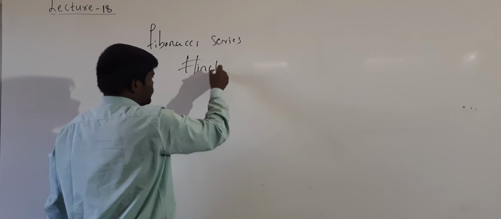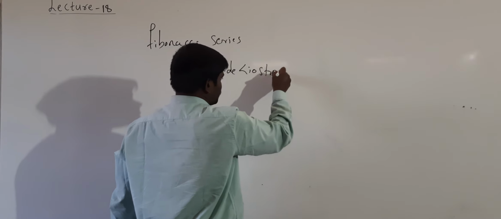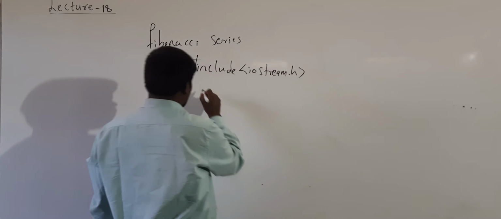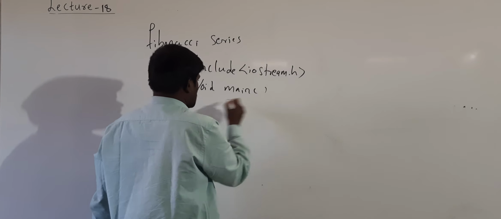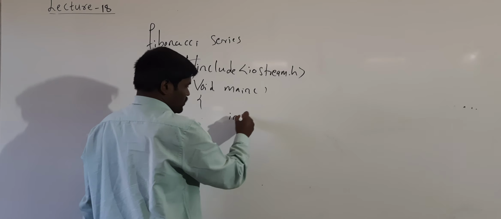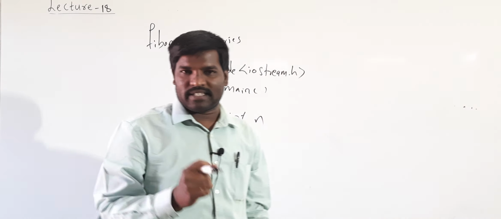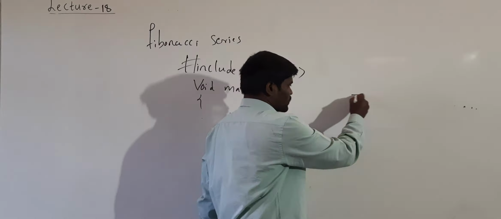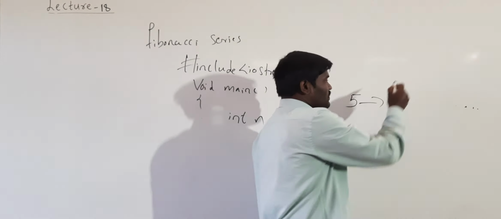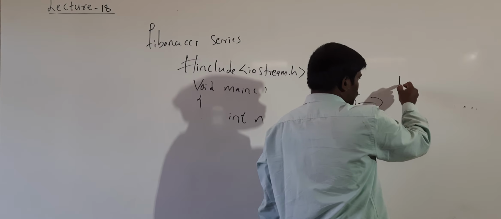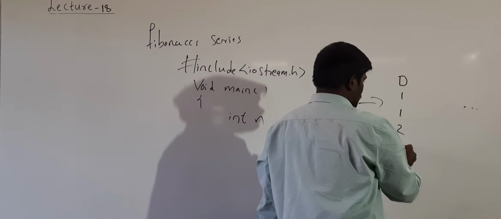#include <iostream.h>, void main. Only one number is required for the input, that is the limit. For example, if I give the input value as 5, it has to display 0, 1, 1, 2, 3.